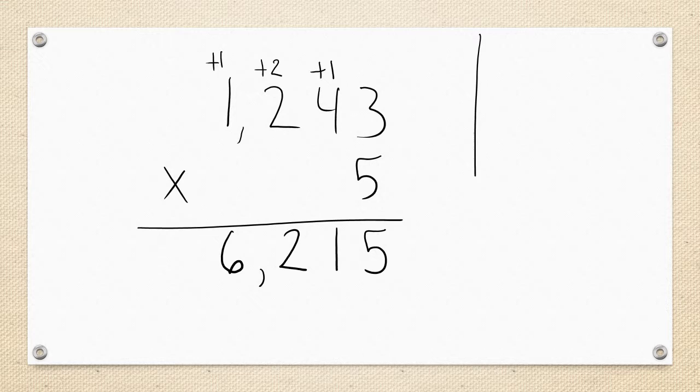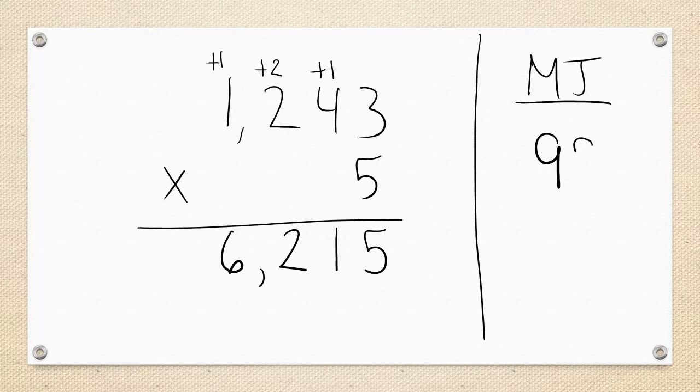Now it's your turn. In your math journal, MJ for Math Journal, I would like you to solve the following problem using the standard algorithm. Please solve 98 times 6. As always, make sure you line up your place value. Make sure that you talk out the steps as you work.